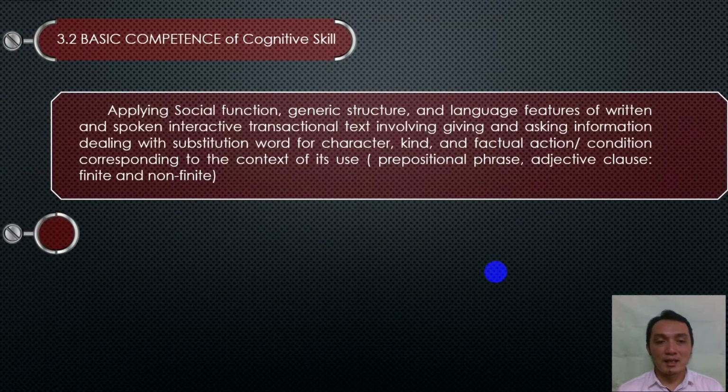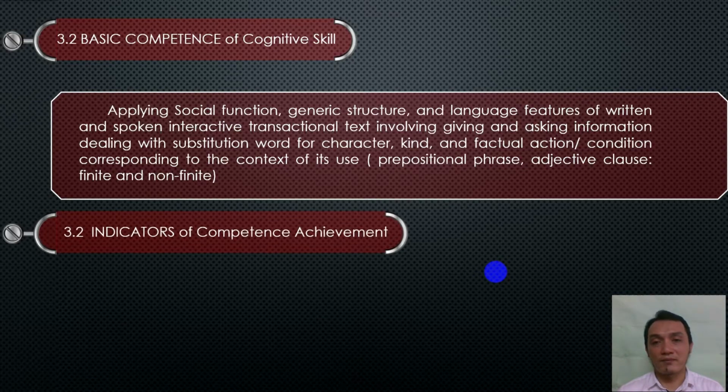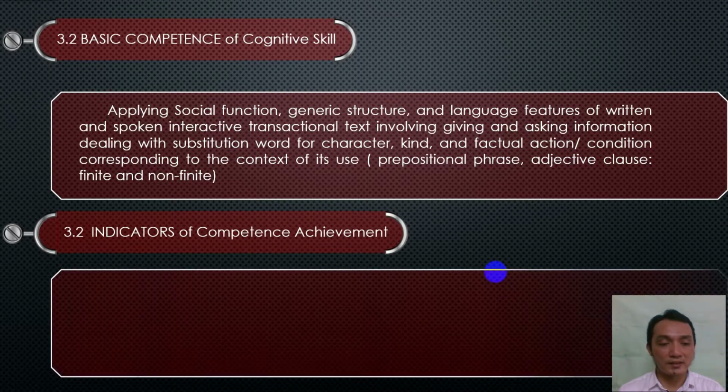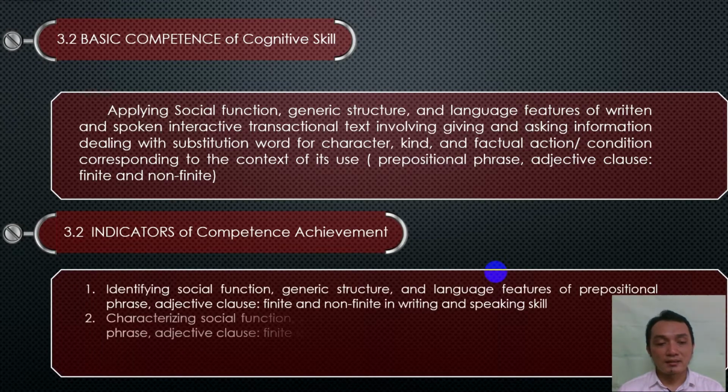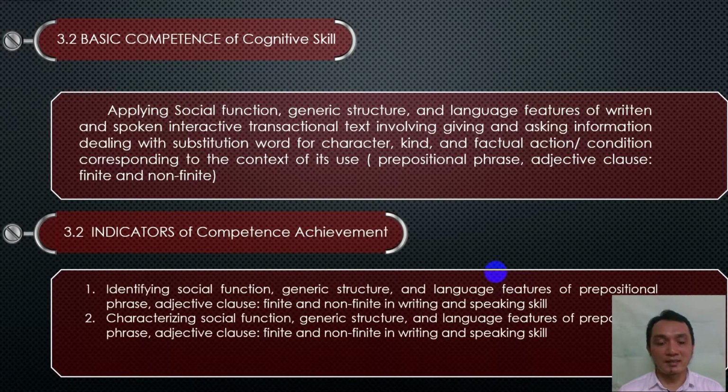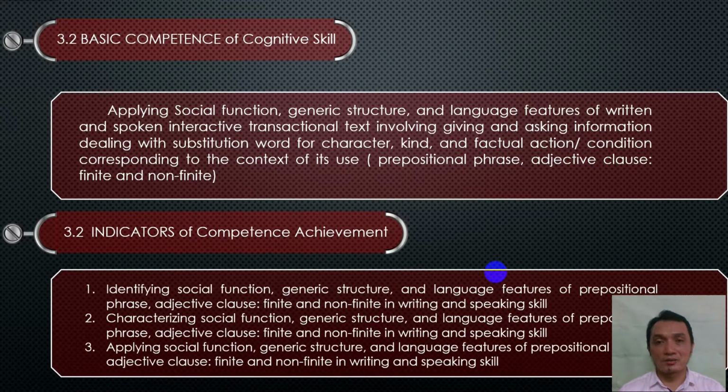The first is cognitive skill. The content is applying social function, text structure, and language features of written and spoken interactive transactional text involving giving and asking information, dealing with substitution words for character, kind, and factual action or condition corresponding to the context of its use. So you should pay attention to prepositional phrases and adjective clauses, especially finite and non-finite clauses. In 3.2 there are also some indicators that you should achieve. The first is identifying, the second is characterizing or analyzing, and the third is applying into some sentences.